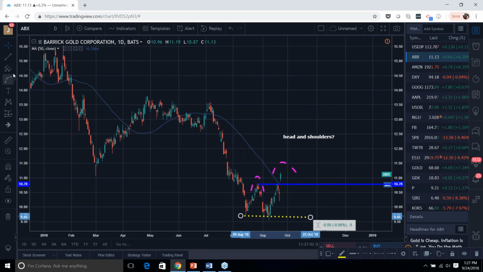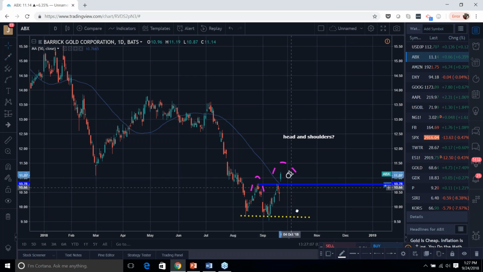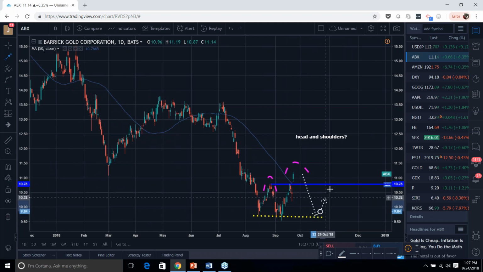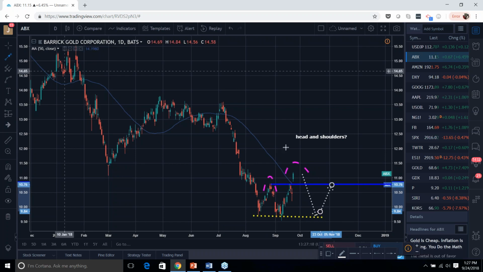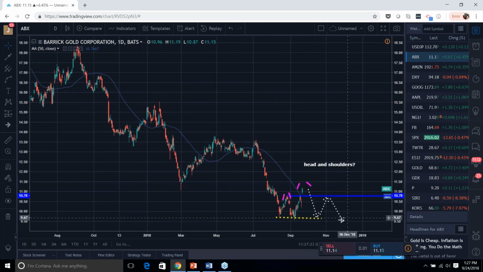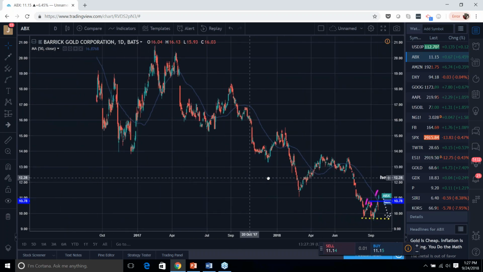So what you need to see from here is a break down to here, and then back up to here. Whoops, drew that too far. And then break down below neckline support. So again, premature, but you can start to see how I at least would use what I'd consider my imagination there on a potential head and shoulders.